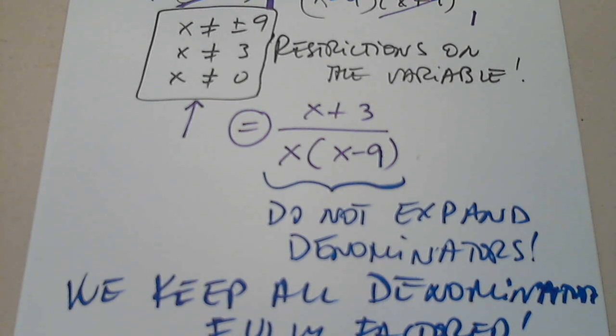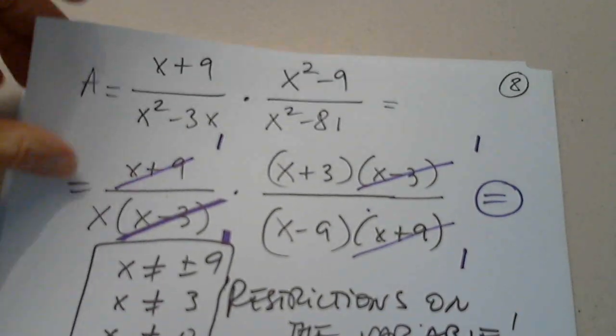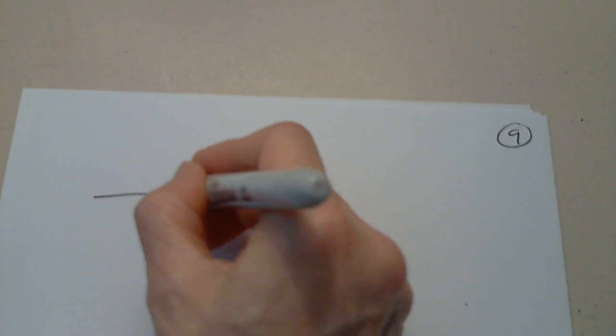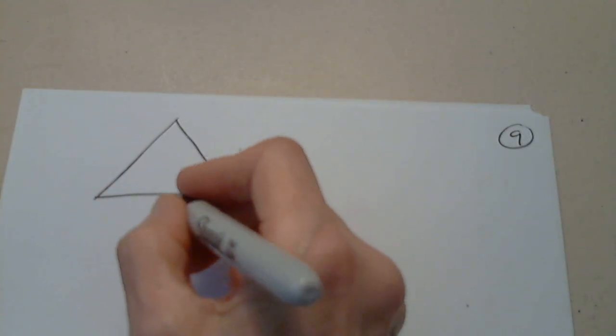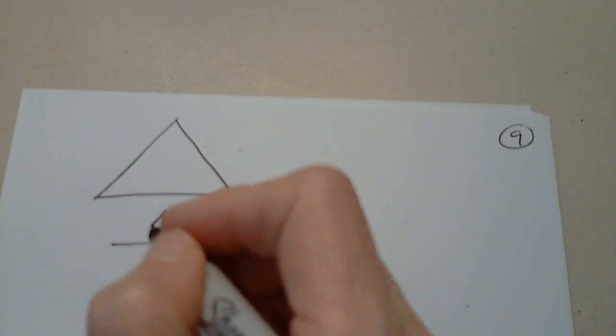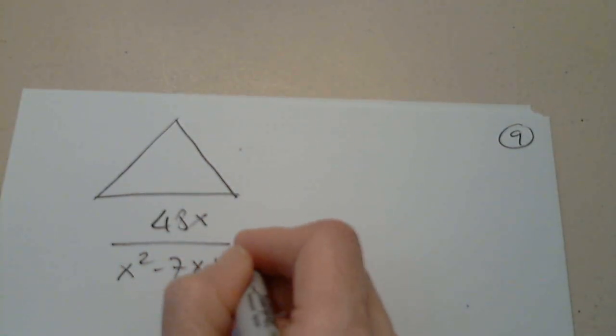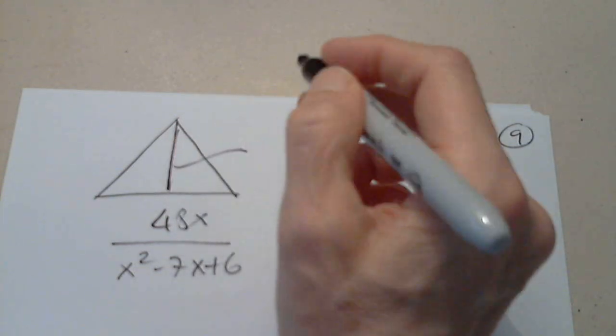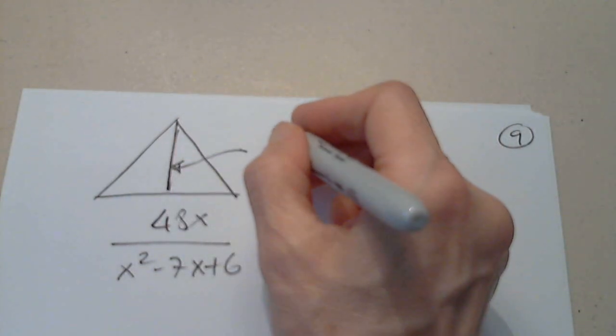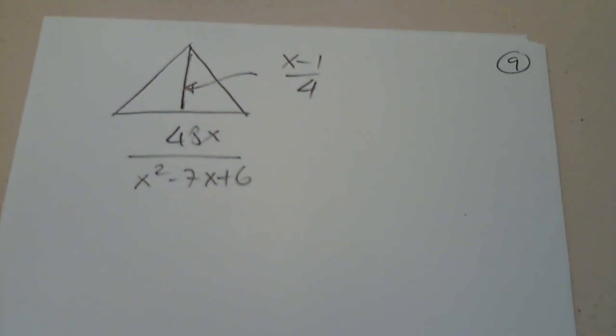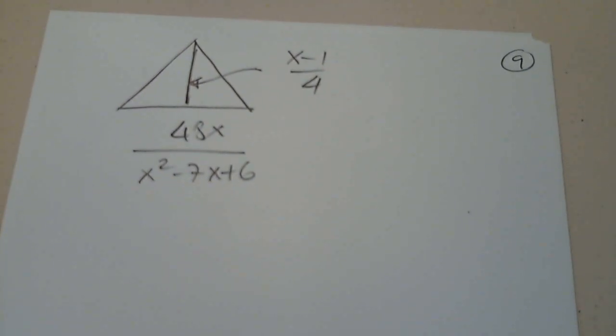Okay, let's look at the last one here, number 36. Write a simplified rational expression for the area of the figure. Assume that all measures are in inches. In this case we have a triangle, and we are given the base and the height. The base is 48x over x squared minus 7x plus 6, and the height is x minus 1 over 4. They're asking us to write the area.